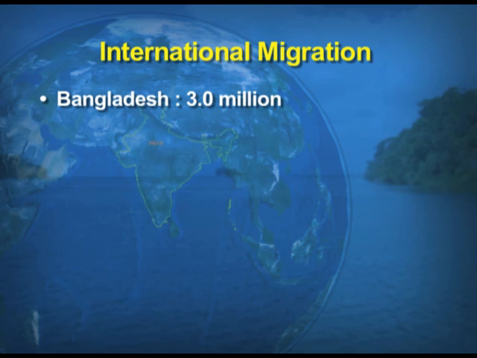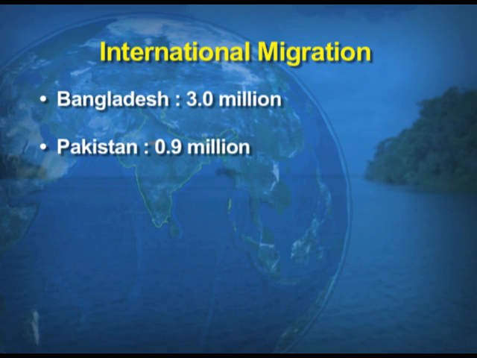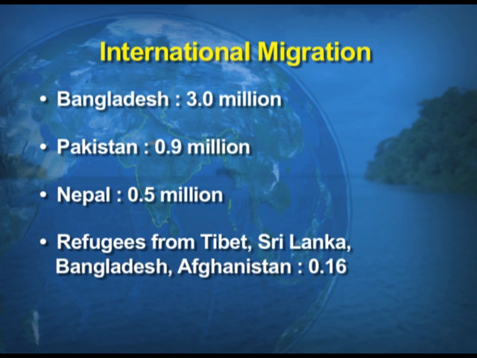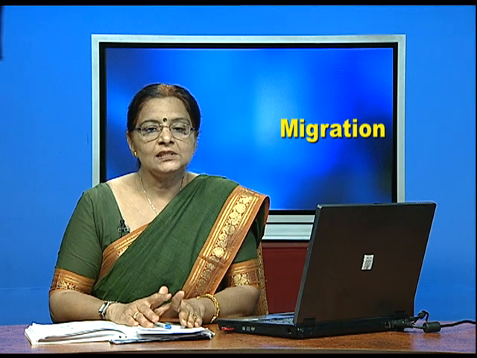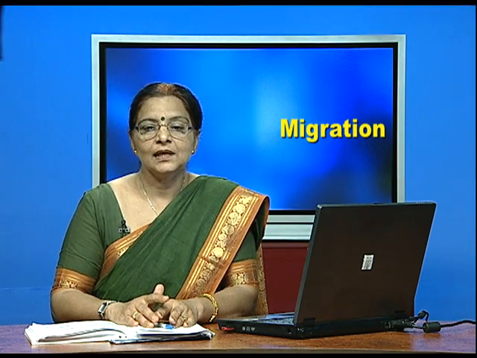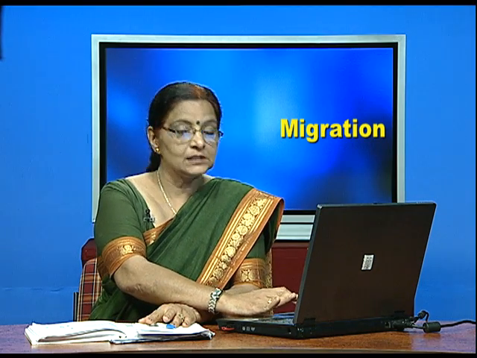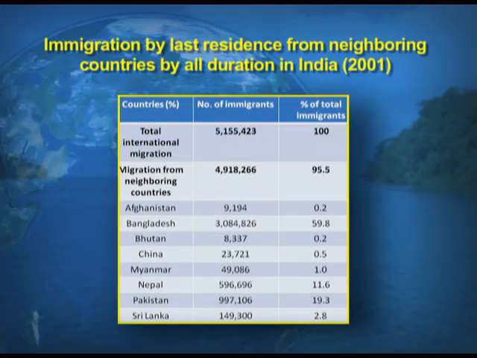Those neighboring countries are Bangladesh, from where around 3 million population migrated. The second neighboring country is Pakistan, from where 0.9 million population migrated. In comparison, from the neighboring country Nepal, 0.5 million population migrated. And refugees also came from different parts, from the Tibet area, from Sri Lanka, and even refugees from Bangladesh and Afghanistan, accounting for 0.16 million of the migrants.